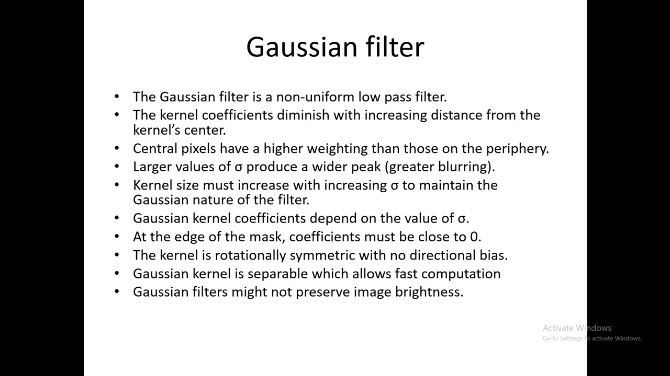So even if we perform convolution or even if we perform correlation, the net effect is the same. The Gaussian kernel is separable, which allows for fast computation. We have already discussed what a separable kernel is, and thus in the case of the Gaussian filter we can have fast computation, and the Gaussian filter might not preserve the image brightness.